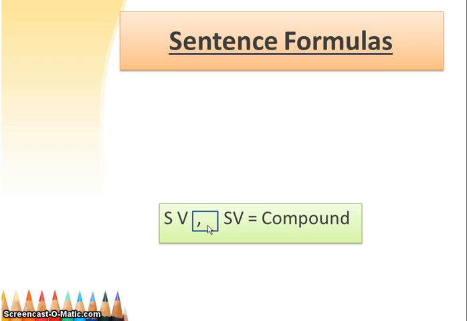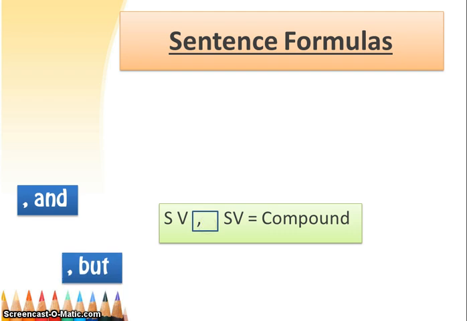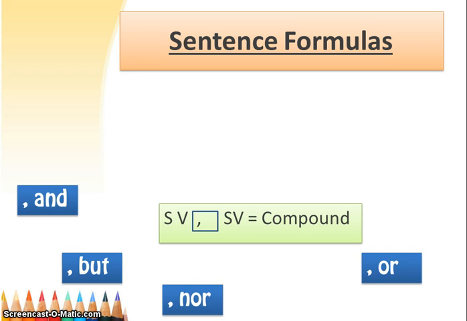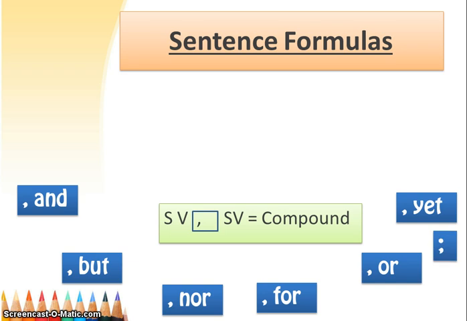Now, let's go over our conjunctions again. We're used to using and, but, and or. And if you look closely, there's a comma before each of my conjunctions. Other conjunctions are nor, for, yet, and introducing the semicolon. It's a dot like a period with a comma underneath, a semicolon. So that's my formula for my compound sentence. And once you know that formula, then everything else would have to be simple.